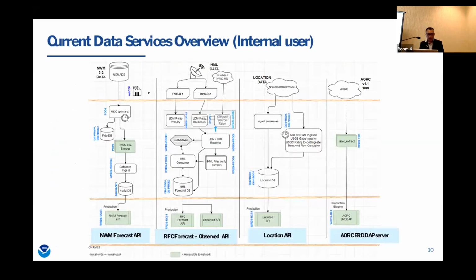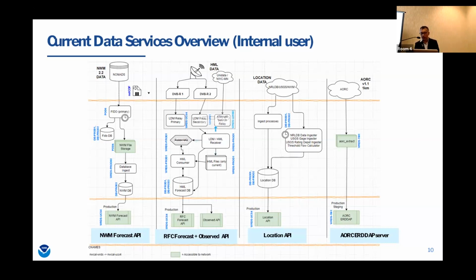Very quickly, I'll keep it short since we have enough time to discuss. Here is a quick look at the architecture of our internal APIs. We have a National Water API, which is built on Python. Basically, a Python script parses your NetCDF files and pulls the relevant data into the Postgres database, which is served through the Django API. We also have the RFC forecast observed API that I talked about.